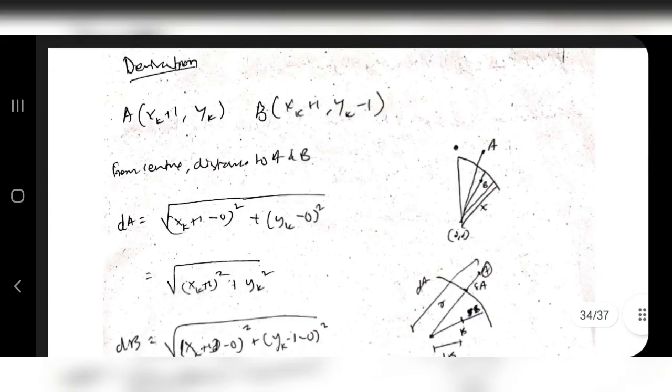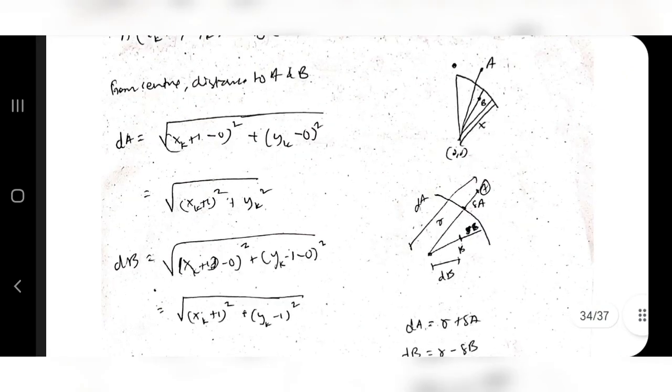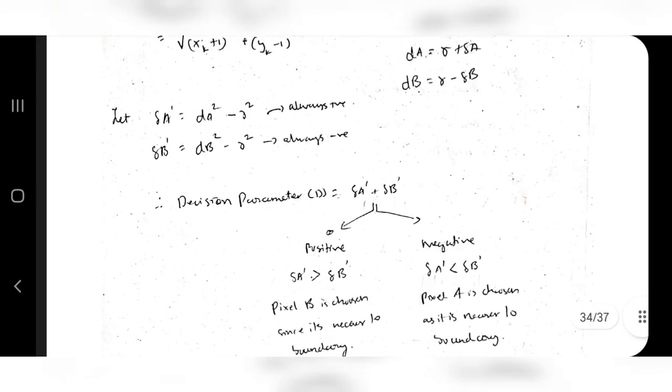So the derivation is as follows. Two points, either this one or this one, right? So I have calculated two distances, del A and del B, and we are taking the square of it. It's part of the equation, so I don't know why exactly we are taking the square, but we are squaring it.